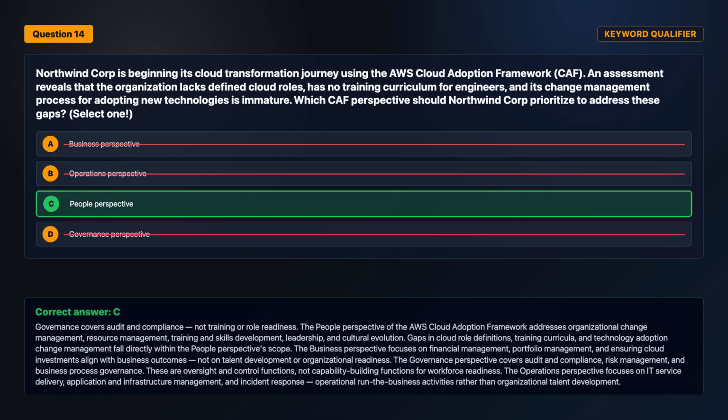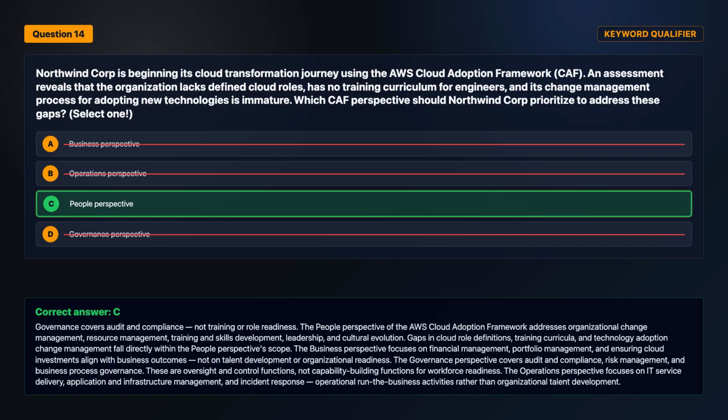The correct answer is option C. Governance covers audit and compliance, not training or role readiness. The people perspective of the AWS Cloud Adoption Framework addresses organizational change management, resource management, training and skills development, leadership, and cultural evolution. Gaps in cloud role definitions, training curricula, and technology adoption change management fall directly within the people perspective scope.